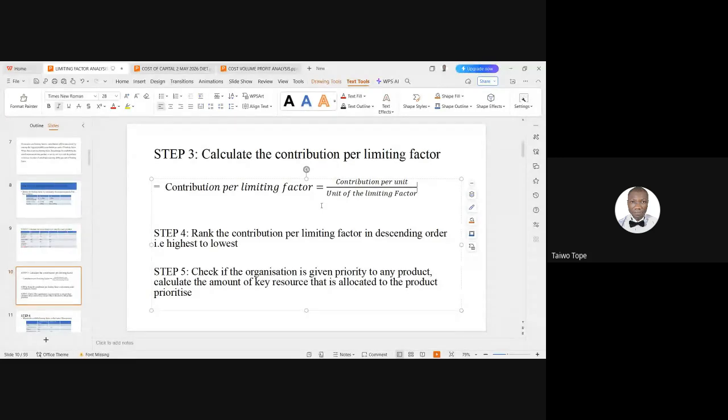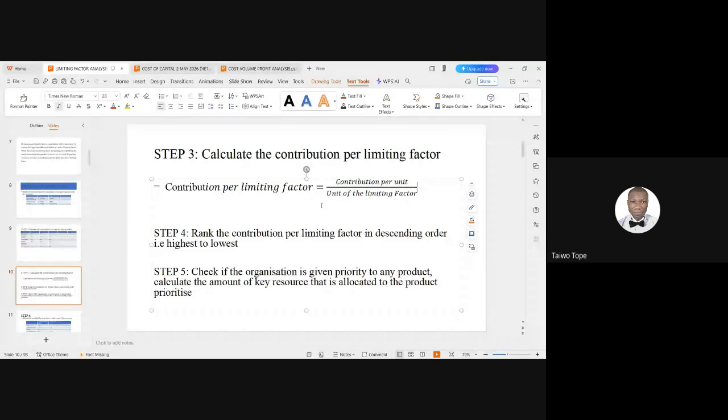So you rank in descending order. That is from highest to lowest. Why are you ranking? You are ranking for you to allocate the limited resources to the products that will give you the highest contribution.